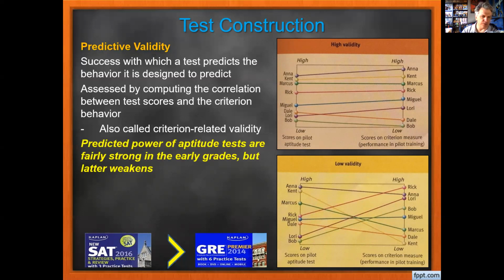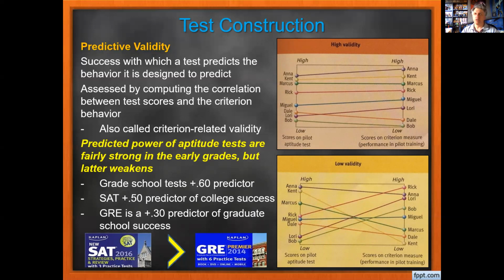Predictive power of aptitude tests is very strong in early grades, but later on it weakens. So when you took a test in grade school, should you be in honors? It has a 0.6 predictor. And again, 0 would be no correlation, so 0.6 is pretty good. The SAT is 0.5 because now you're talking about college students or people wanting to go to college.